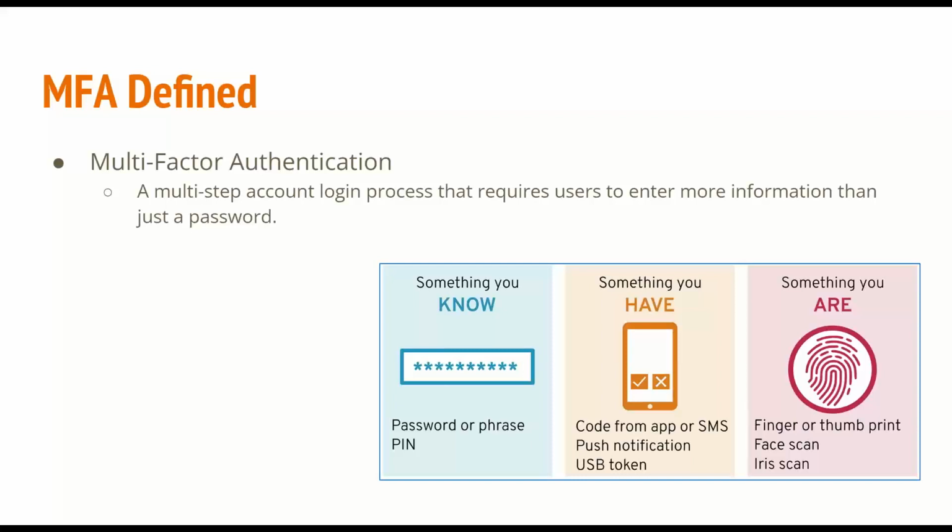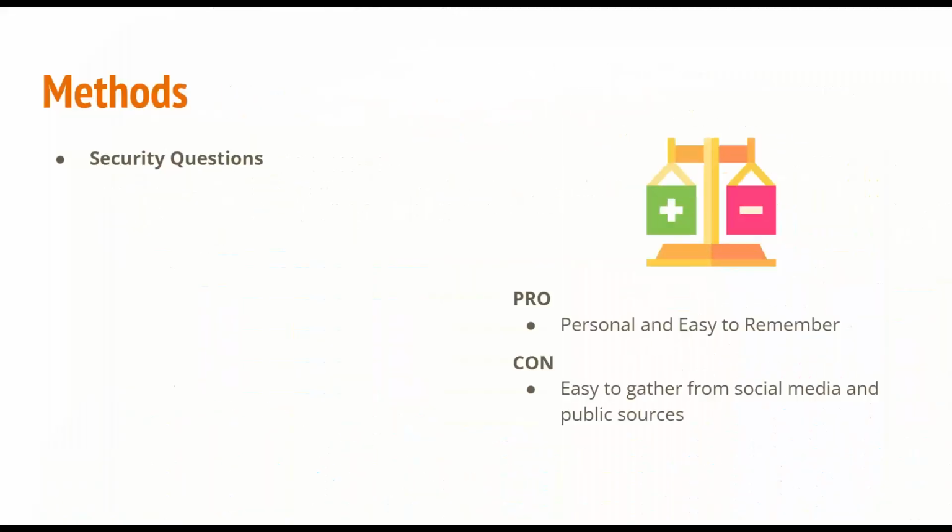The others are something you have, such as a code or a notification or a physical token, or something you know, which goes beyond your password or phrase, but really to additional information that is hopefully secret and special only to you. And when we talk today, we're going to focus on things you know and things you have, as those are the most common and applicable to the folks we work with. And it's important to know that there are many methods for multi-factor authentication.